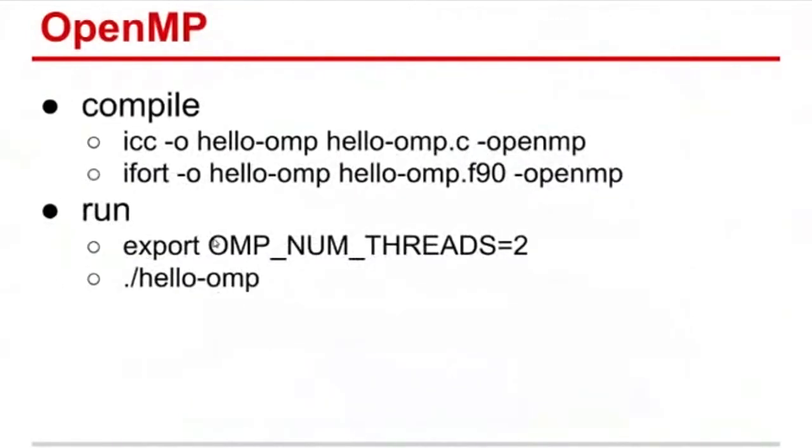For OpenMP programs, it looks basically the same. You would give an output executable name, the name of the source code, and a -openmp flag. And to run it, you would need to define an environment variable called OMP_NUM_THREADS to be the number of threads that you want to run, and then you would run the program.